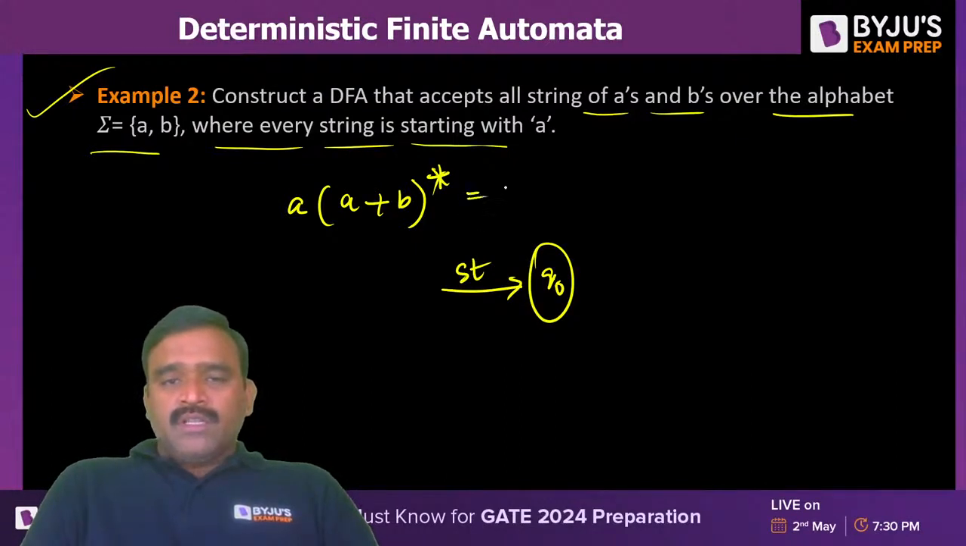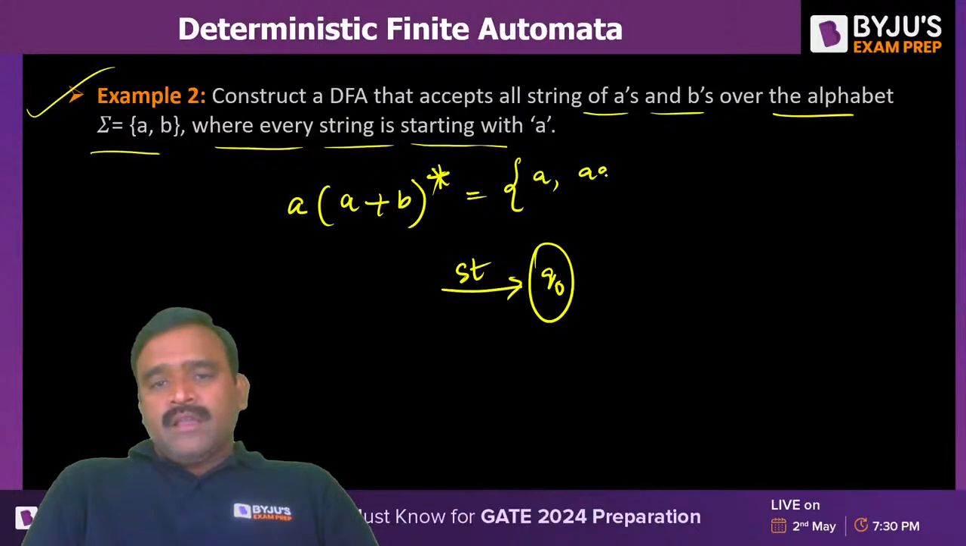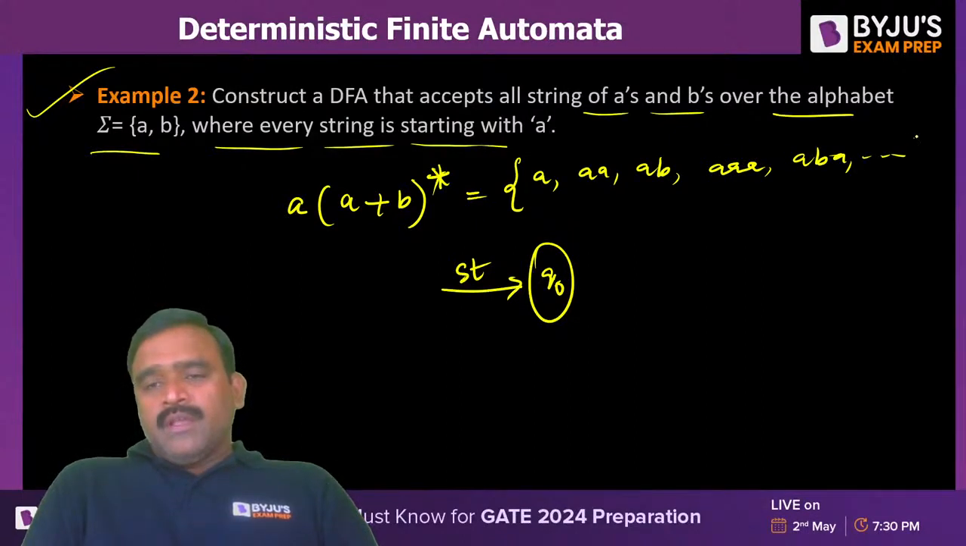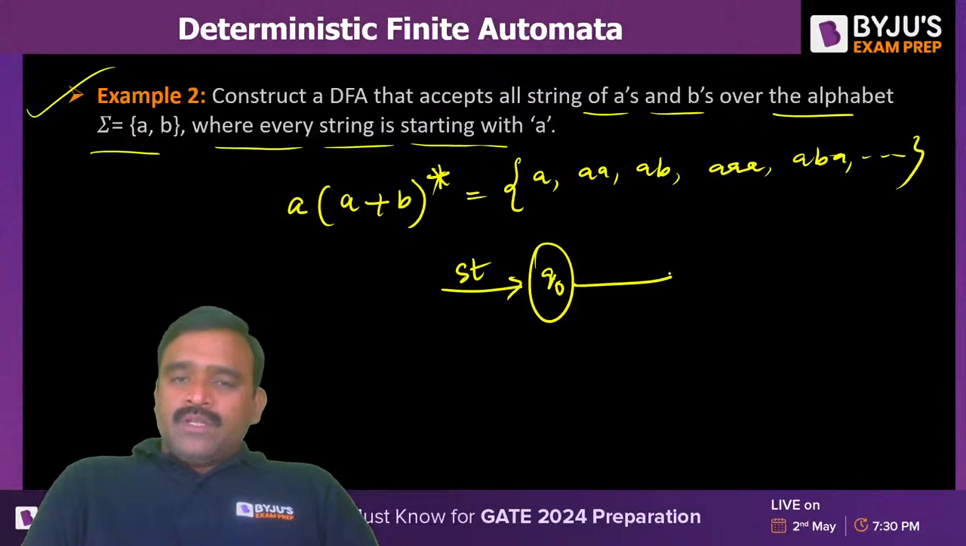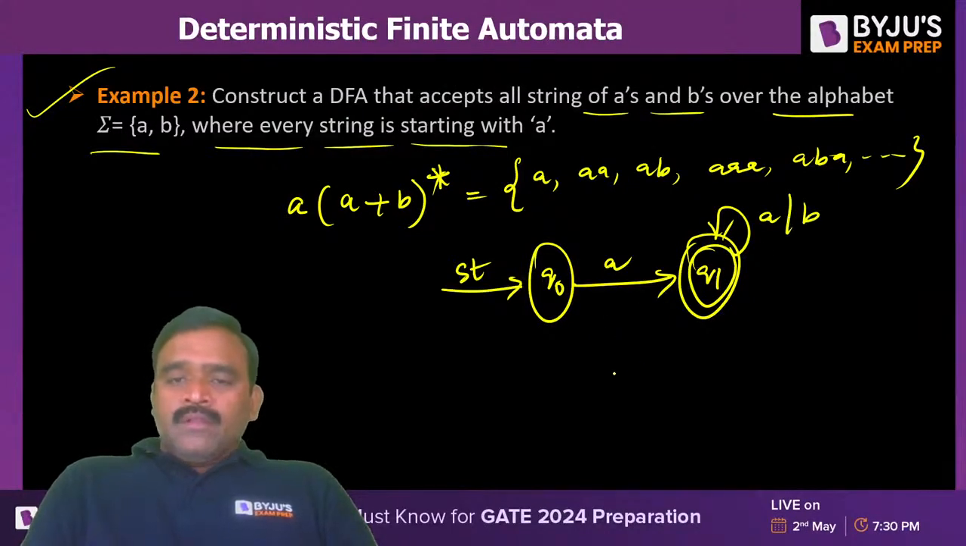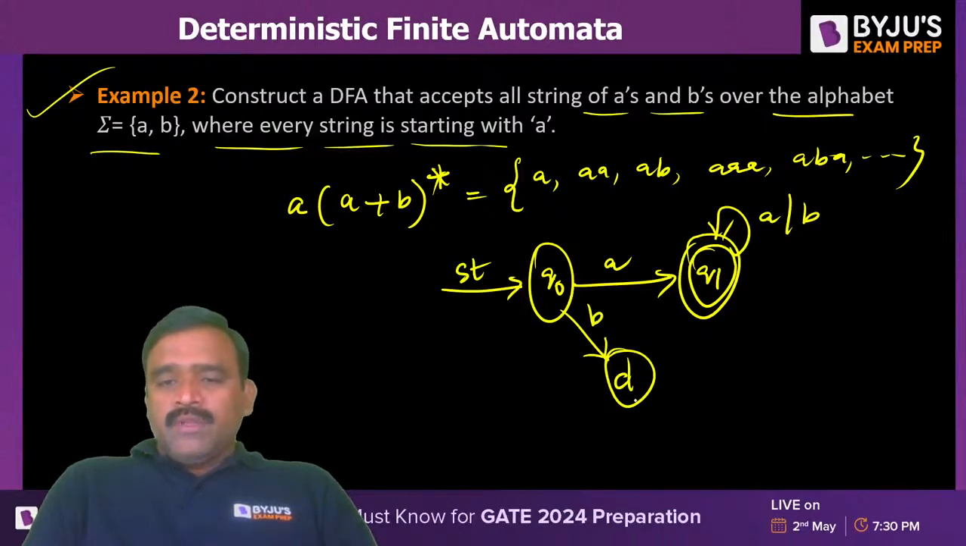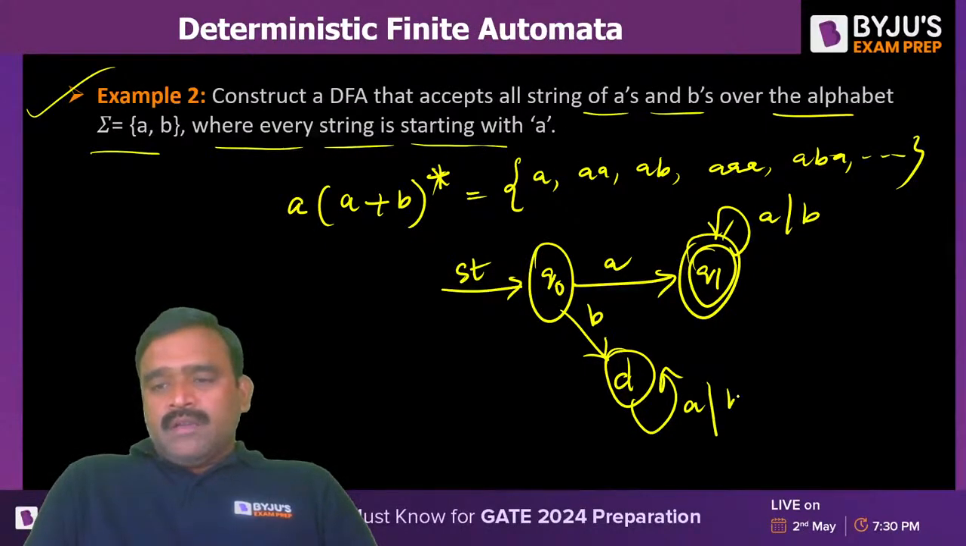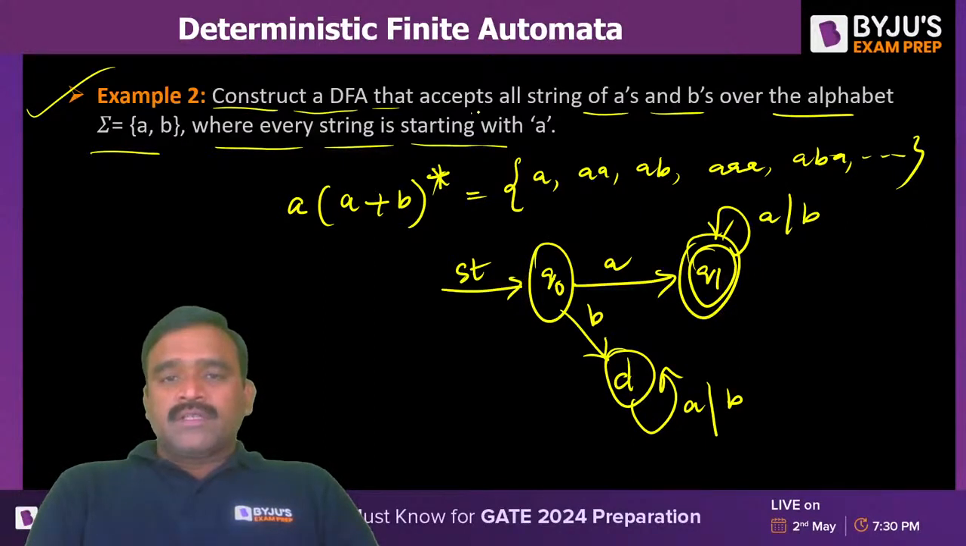From the starting state, for example Q0 is the starting state. There is no epsilon here. What are the strings present here? A is there, AA is possible, AB is possible, ABA is possible. Any string of A's and B's starting with A. Once we start with A, it can go to the final state followed by any combination of A's and B's. There is a dead state: Q0 on B will go to dead state because Q0 on B is missing. Dead on A is dead, on B is dead. So this is the construction of a DFA that accepts all strings of A's and B's over alphabet A comma B, where every string is starting with A.